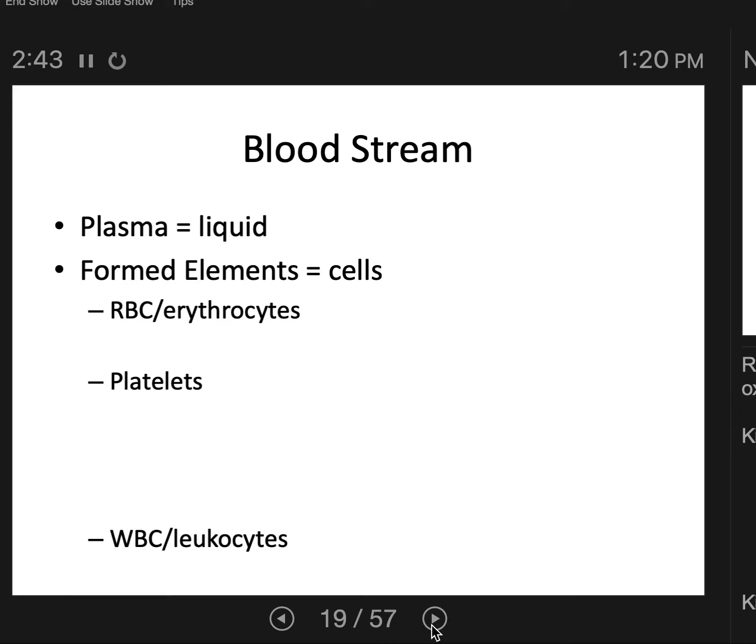Now, the only true cells of the formed elements are white blood cells. Red blood cells and platelets are not true cells. They come from true cells, but they are not true cells themselves. They don't have organelles. They don't even have a nucleus. They came from a true cell, but they are not true cells. All right, so let's start with red blood cells, or erythrocytes.